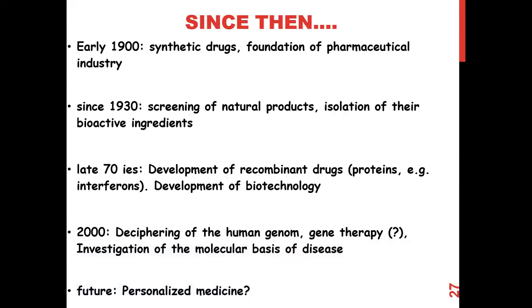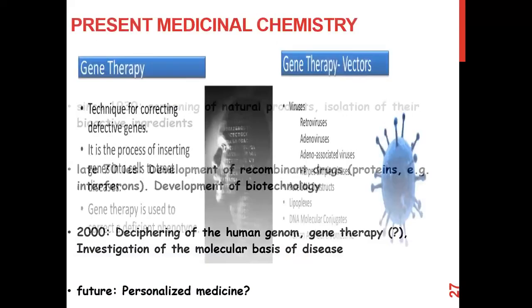In the early 1900s, synthetic drugs and the foundation of the pharmaceutical industry took place. Later in the 1930s, screening of natural products and isolation of bioactive ingredients. Later in the 70s, development of recombinant drugs, proteins, interferons, and development of biotechnology. Further evolved in 2000, deciphering of the human genome, investigation of the molecular basis of disease, and currently the personalized medicine era is going on.